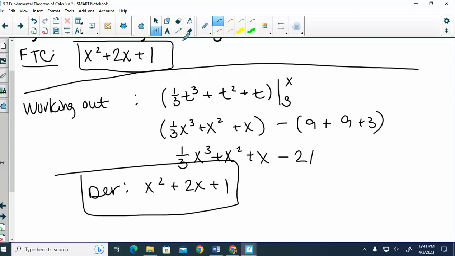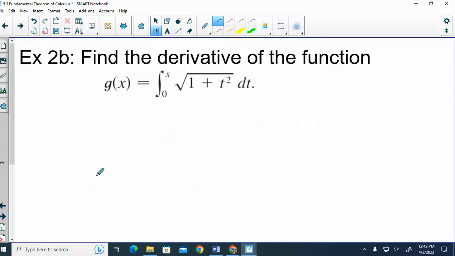Alright, so let's do some. In order for the fundamental theorem to work, it has to be continuous and differentiable. Keep in mind, this is a square root. It's defined as long as what's underneath is positive. 1 plus t squared would always be positive, right? So we could do this. So if I want the derivative of it, can you guys just tell me what it is? Square root of 1 plus x squared. And that's it. That's the fundamental theorem of calculus.